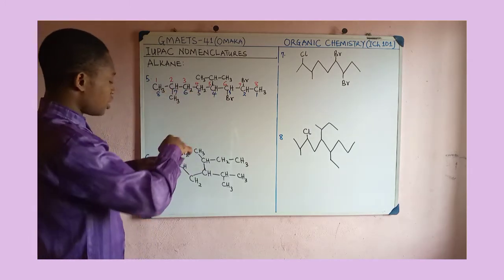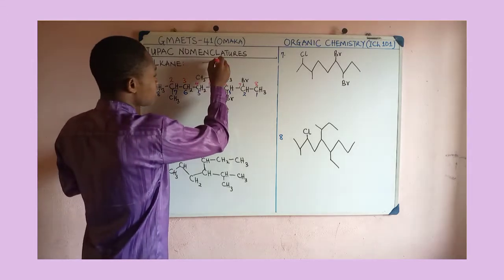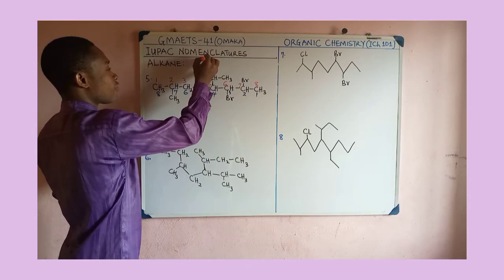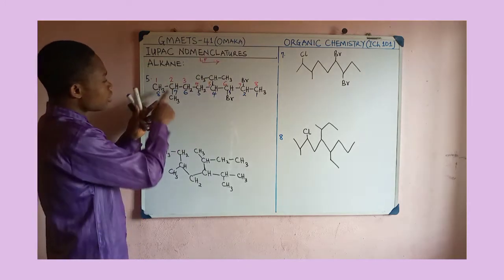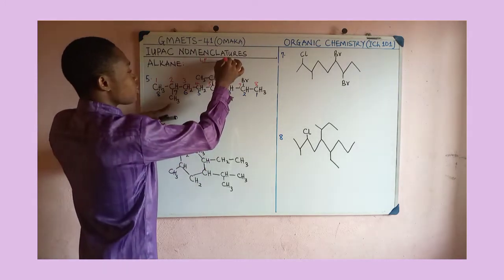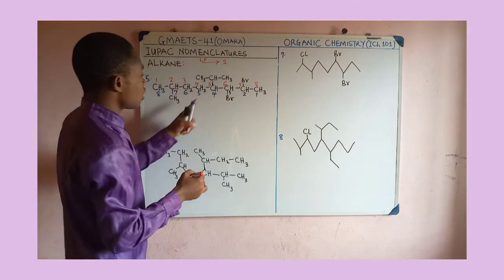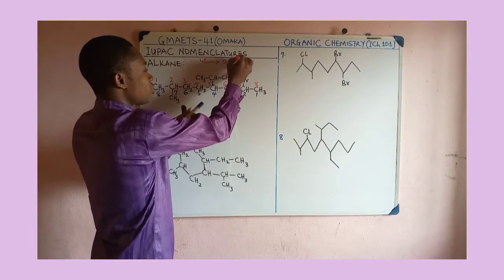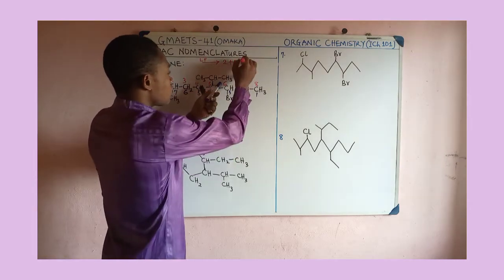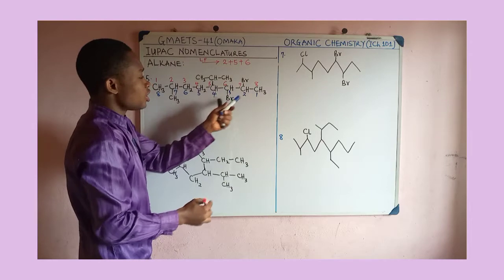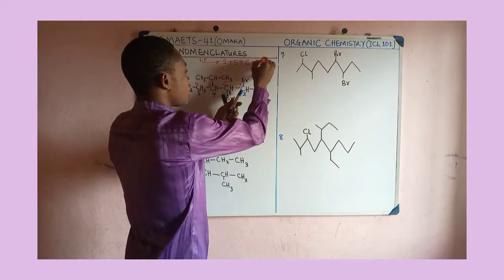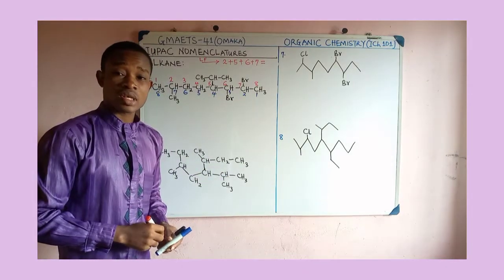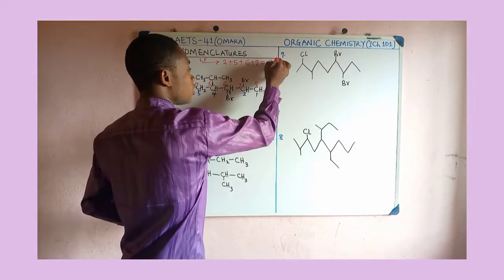Did you take note that from left to right, on carbon number 2, you have this methyl attachment, so I'll identify position number 2. On carbon number 5, you have another attachment, and on carbon number 6, you have another attachment, then carbon number 7, you have another attachment. If you add all these positions, 2 plus 5 gives 7, plus 6 is 13, plus 7 is 20.